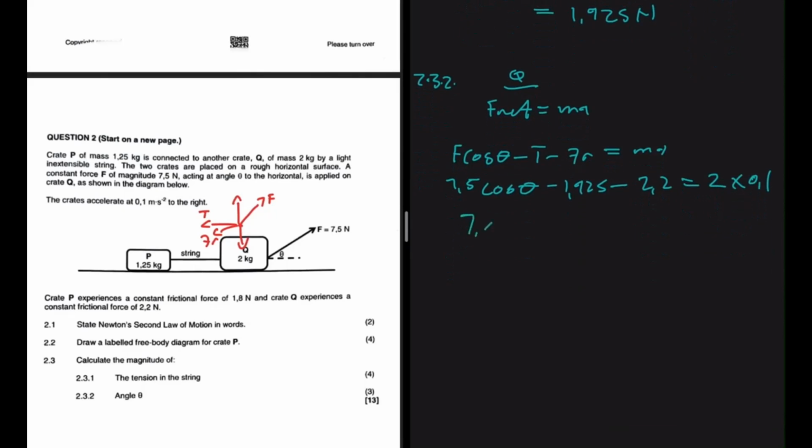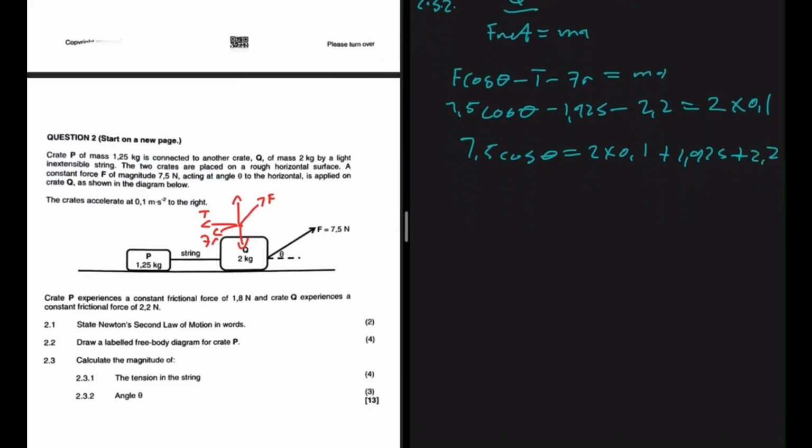So 7.5 cos of theta will be equals to 2 multiplied by 0.1 plus 1.925 plus 2.2, right? We're making cos of theta the subject of the formula. So now it should be easy to see that theta will be equals to cos arc of 2 multiplied by 0.1 plus 1.925 plus 2.2, everything divided by 7.5.